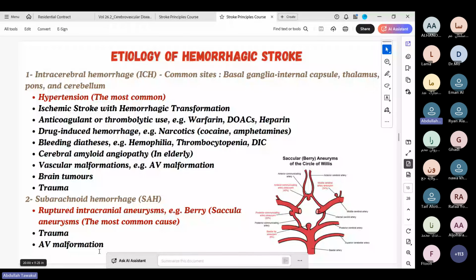And for patients who develop subarachnoid hemorrhage, the most common cause is a ruptured intracranial aneurysm. Second in terms of causes would be vascular malformation, whether it's AVM, AV fistula, or cavernomas, and last but not least, trauma.